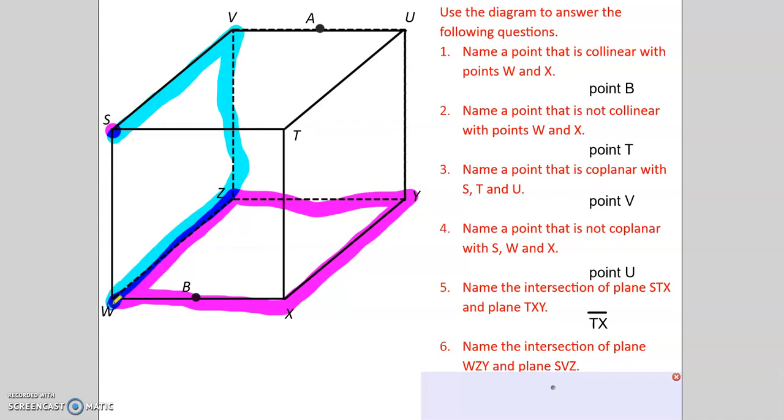Once you highlight it, guys, look how easy that is to figure out where the intersection is, where those colors are highlighted over. Okay, so colored pencils would be awesome to do this. And there's my answer. Line segment ZW is my answer.